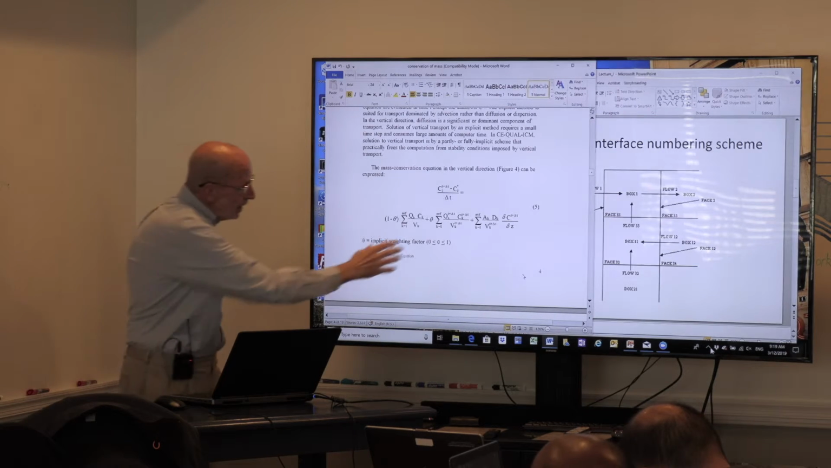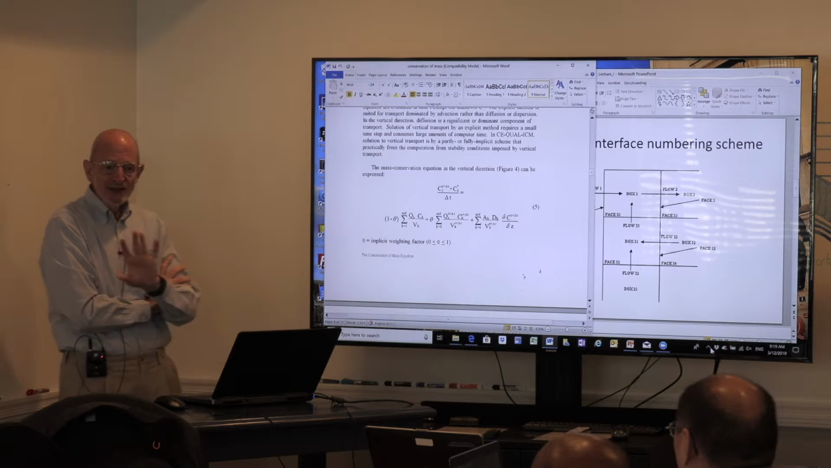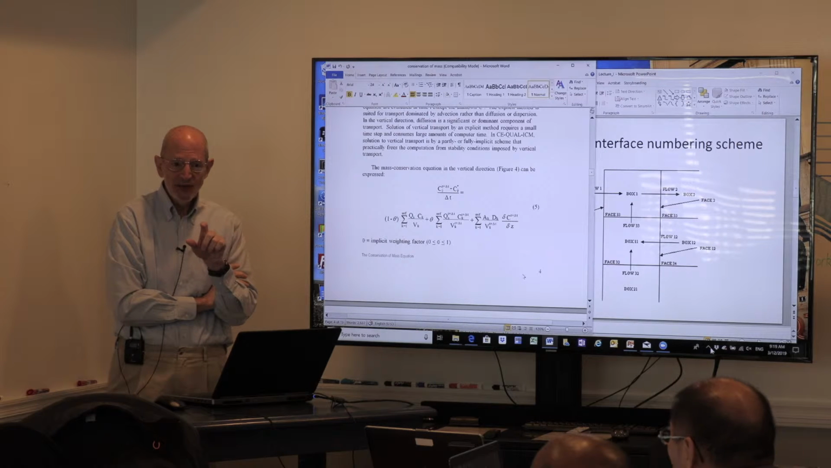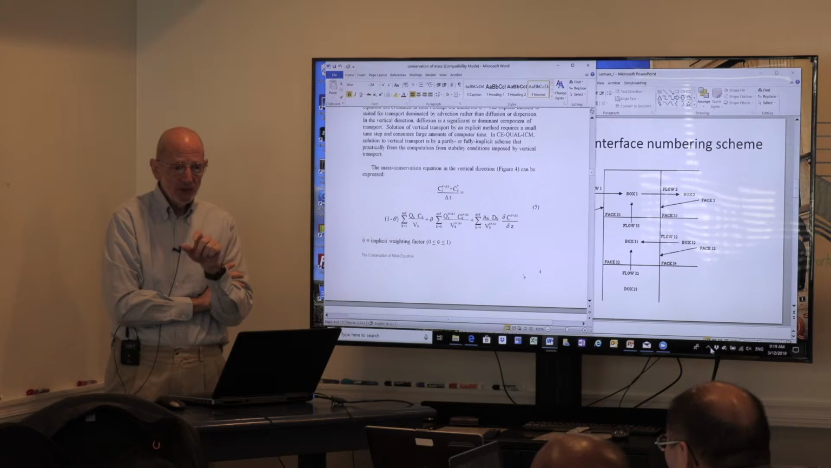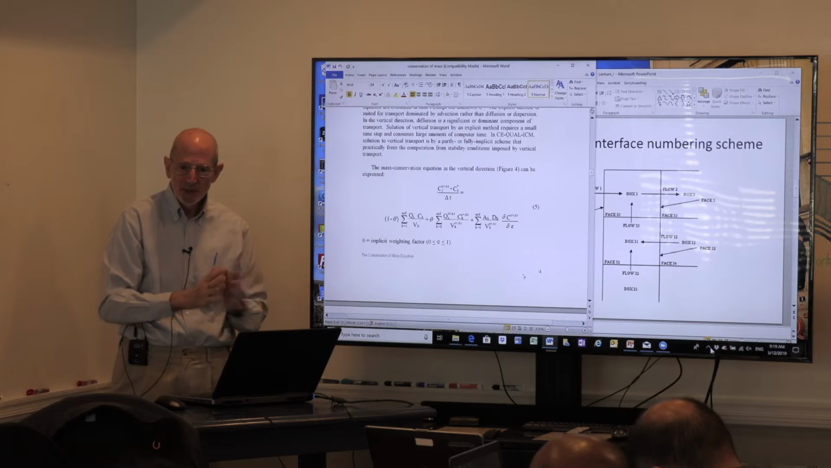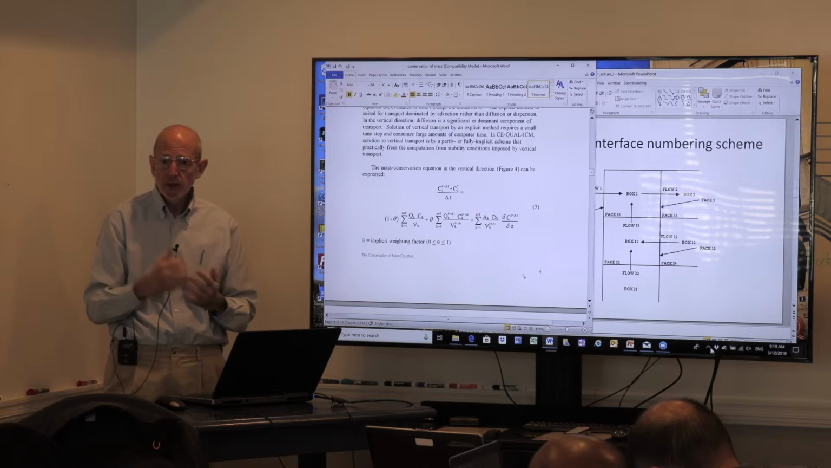So I mention this because, well, when we look at the control file, you're going to be asked to specify a value of theta. And if you're actually going to run the Bay model, it's not a problem because it's done for you. But if you're going to apply this model to some other system, then you're going to have to worry about that.